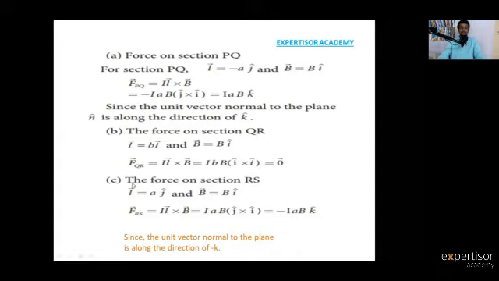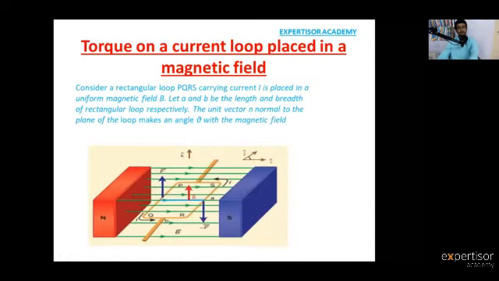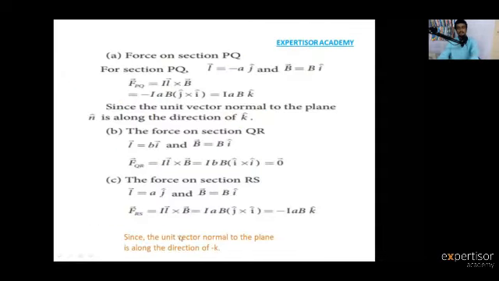Okay. Next, force on section RS. Here the RS side is opposite to the PQ side. Here the force is acting in the downward direction, which is opposite to the upward direction force for PQ. So here L is equal to a J cap and B is equal to B I cap. So finally we got the force in the opposite direction, minus I a B K cap, since the unit vector normal to the plane is along the direction of minus K.